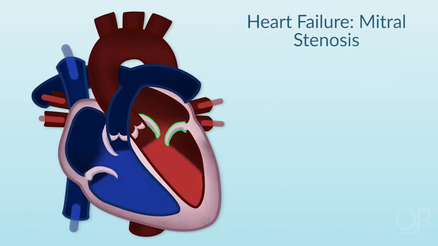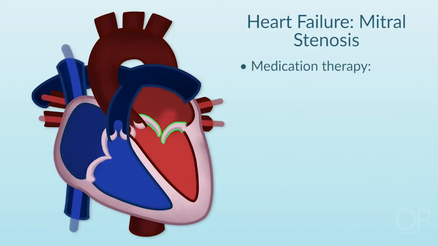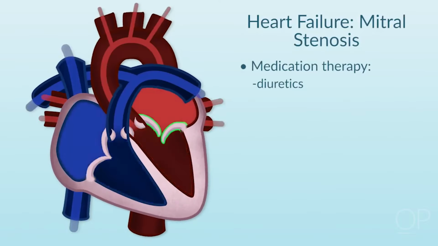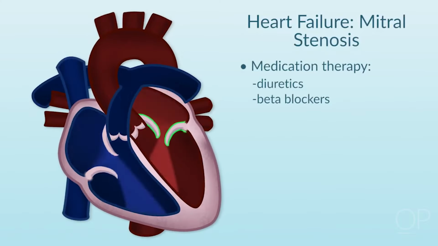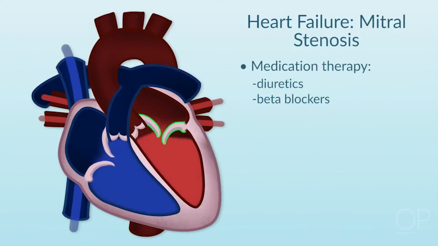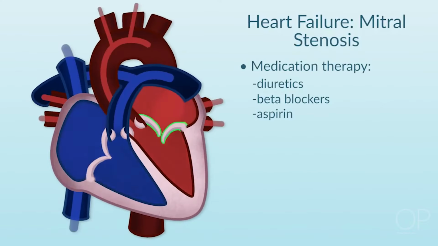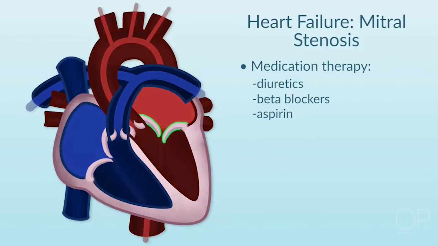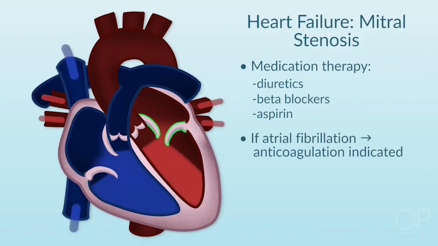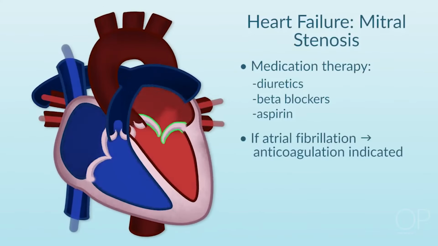When the heart failure is due to severe mitral stenosis, the treatment is done by diuretics, beta blocker, depending upon the score, aspirin to prevent intra-atrial thrombus and stroke, and warfarin is absolutely indicated in case of atrial fibrillation.